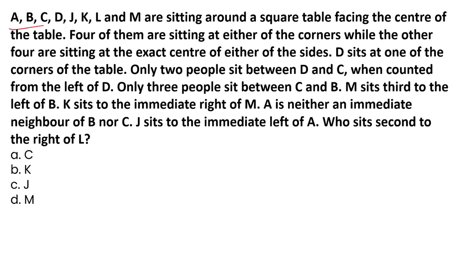This is the first question. A, B, C, D, J, K, L and M are sitting around a square table.